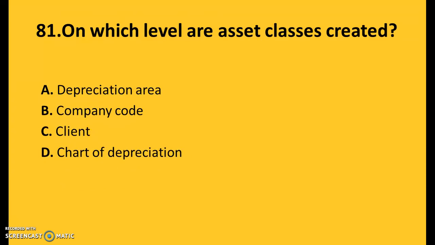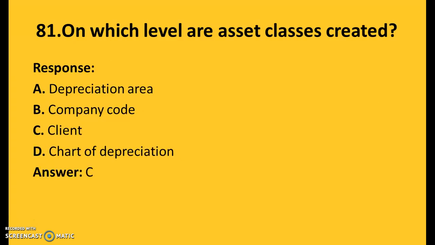On which level are asset classes created? A, depreciation area, B, company code, C, client, and D, chart of depreciation. So the answer is C, client.